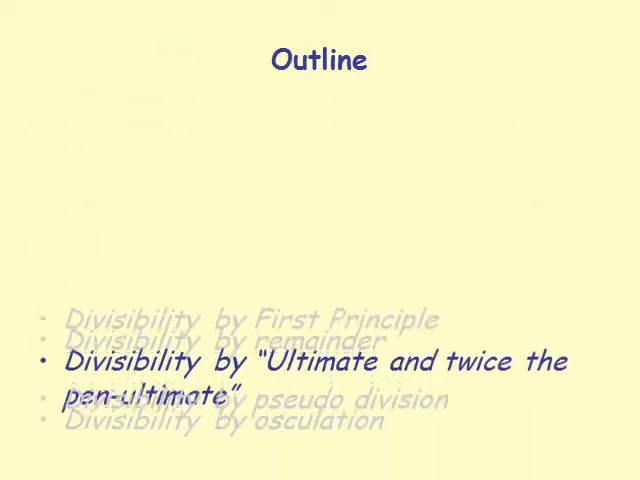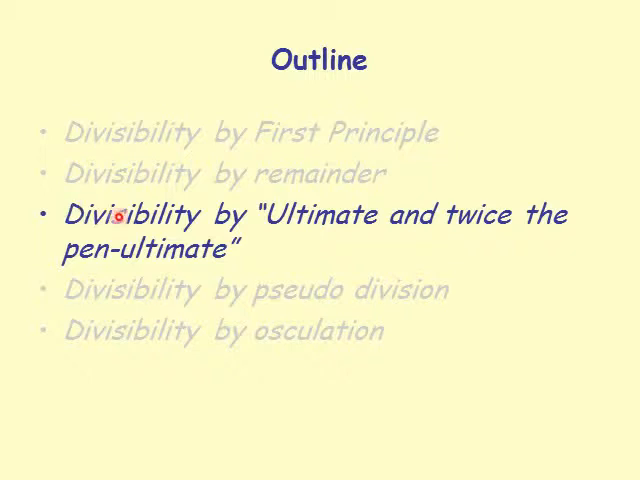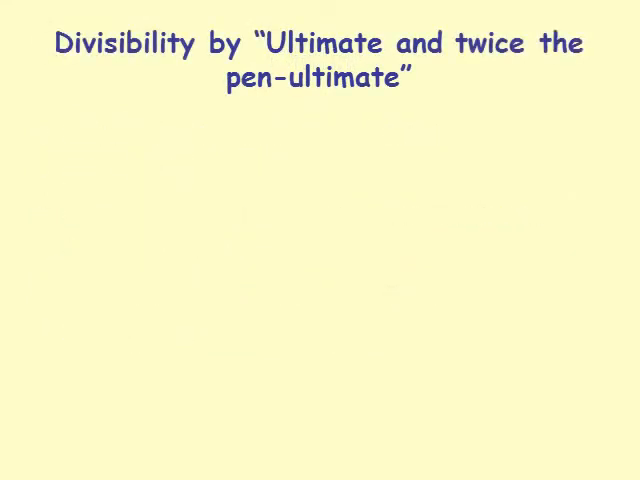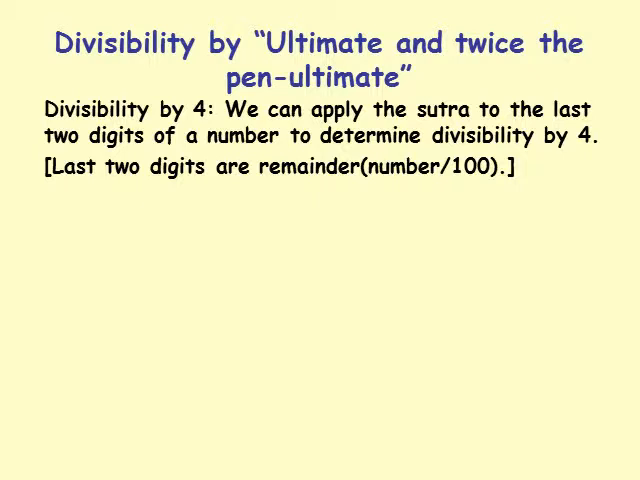Let's continue to the next section. The next section is divisibility by the sutra, ultimate and twice the penultimate. Now we will discuss divisibility by ultimate and twice the penultimate. Let's see what it is. We'll use that in divisibility by 4. We want to see if the number is divisible by 4. We'll use ultimate and twice the penultimate. This is a sutra that's rarely used, but it is used sometimes.